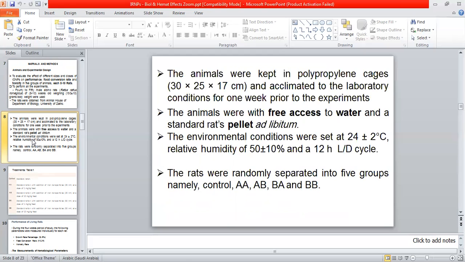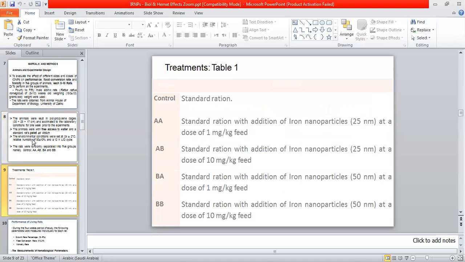The rats were randomly divided into 5 groups, namely the control, then AA, AB, BA, and BB. This table shows each group, the size and the dose taken. In the control group, there is no addition of nanoparticles.